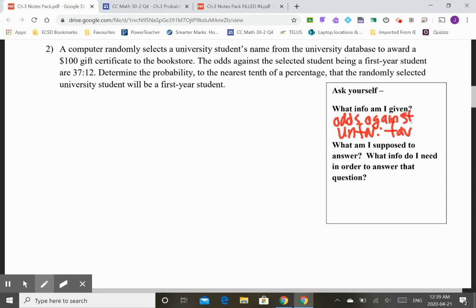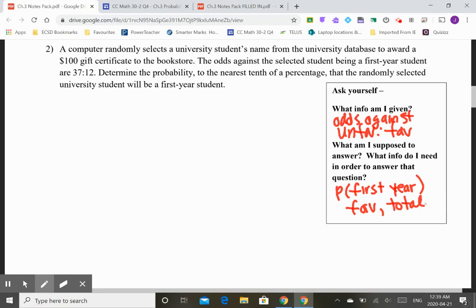What are we supposed to find? We are supposed to find the probability that it is a first year that is chosen. What do we need to answer that? We need to know our number of favorable outcomes. We need to know our number of total outcomes.